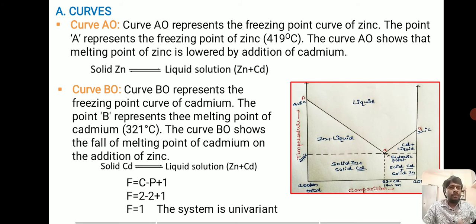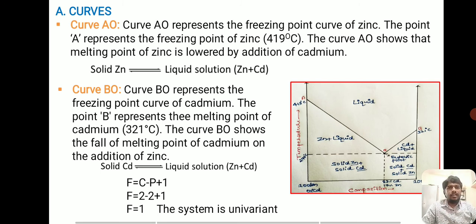Coming to the curve BO, see the diagram here, curve BO. Curve BO represents the freezing point curve of cadmium here. The point B represents the melting point of cadmium, it is 321 degrees Celsius. The curve BO shows the fall of melting point of cadmium on the addition of zinc. So here we have two phases which are in equilibrium. One is solid cadmium and liquid solution. So here we have two components and two phases in these two curves.